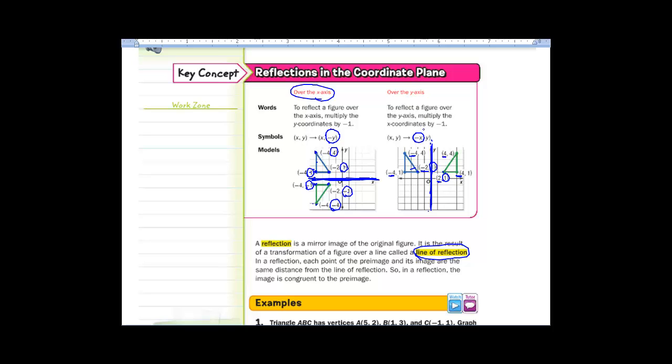And again, that makes sense because if you reflect it over the x, the x's aren't changing, right? If it's still 1, 2 units away from the y-axis, it's still going to be 1, 2 units away. So the x didn't change. It only changed up and down. Okay, so let's try that with a few.